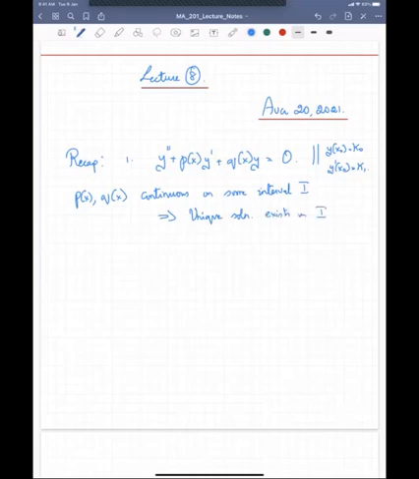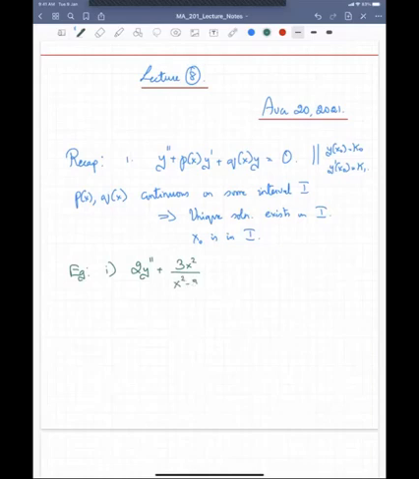Okay, I'm also assuming that the point x0, where the initial condition is specified, is in this interval. Okay. So let's look at a quick example. So suppose I have an equation like 2y double prime plus 3x squared over (x squared minus 2) y prime plus 8 over x y equal to 0, something like this, right? So my p of x is this and my q of x is this.